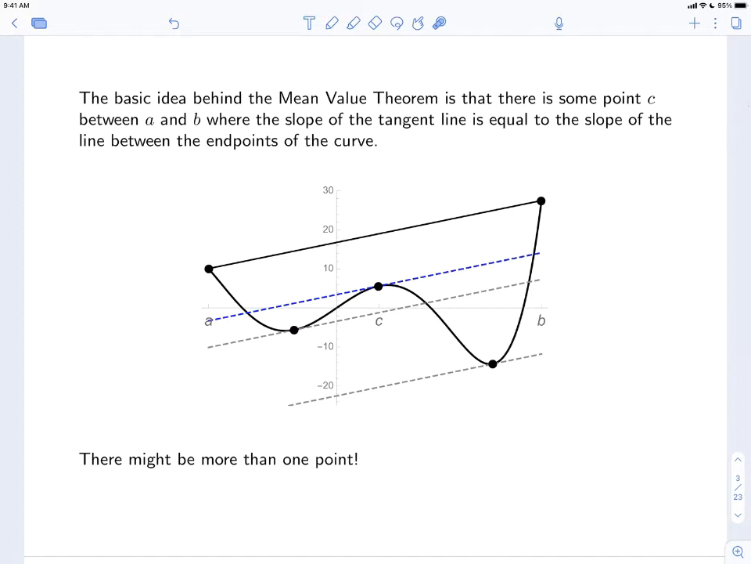And that's what we see here. We have the same curve as before, and we have the line passing through the endpoints. All of the lines pictured here have the same slope. They're all parallel. That means there isn't just one point c between a and b where the tangent line has slope equal to the slope of the secant line through the endpoints, but in fact we have 1, 2, 3. So there might be more than one number c between a and b that satisfies the conclusion of the mean value theorem. What the mean value theorem is telling you is that there's at least one point between a and b where this happens.